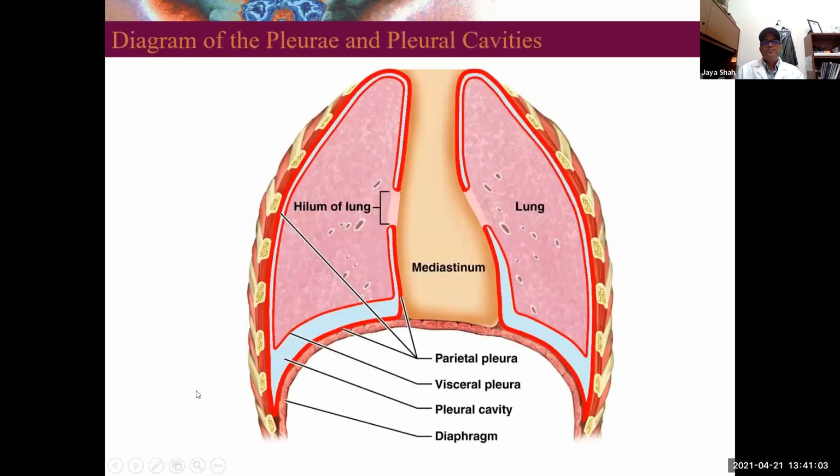Let's see here now. This is the lungs, and then there is a pink lining membrane which is attached to the lungs. That is called visceral pleura, like visceral pericardium.